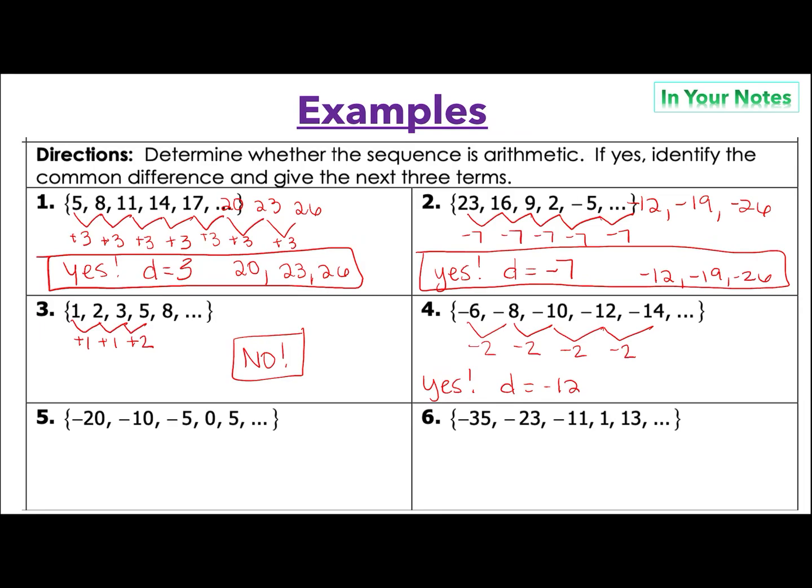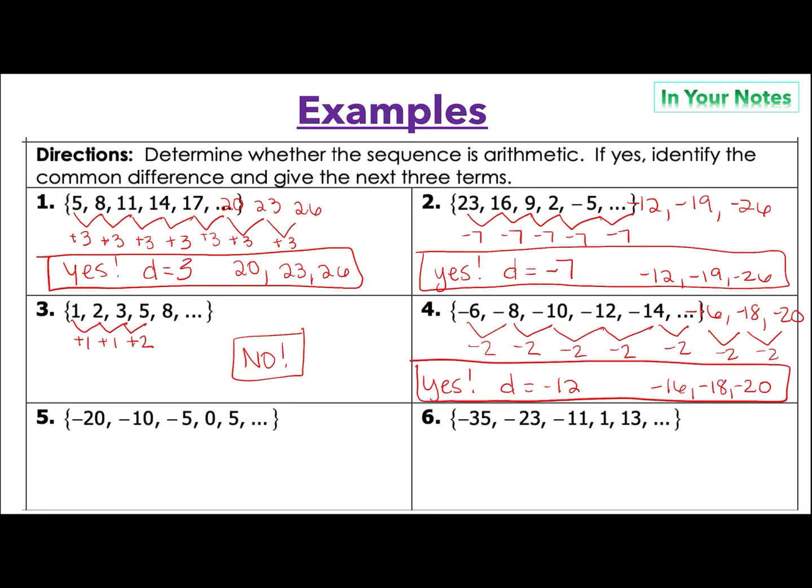And then we need to find the next 3 terms. So we're going to keep subtracting 2. -14 minus 2 is -16. -16 minus 2 is -18. And then -18 minus 2 is -20. So those would be my next 3 terms of the sequence. And this is our final answer.